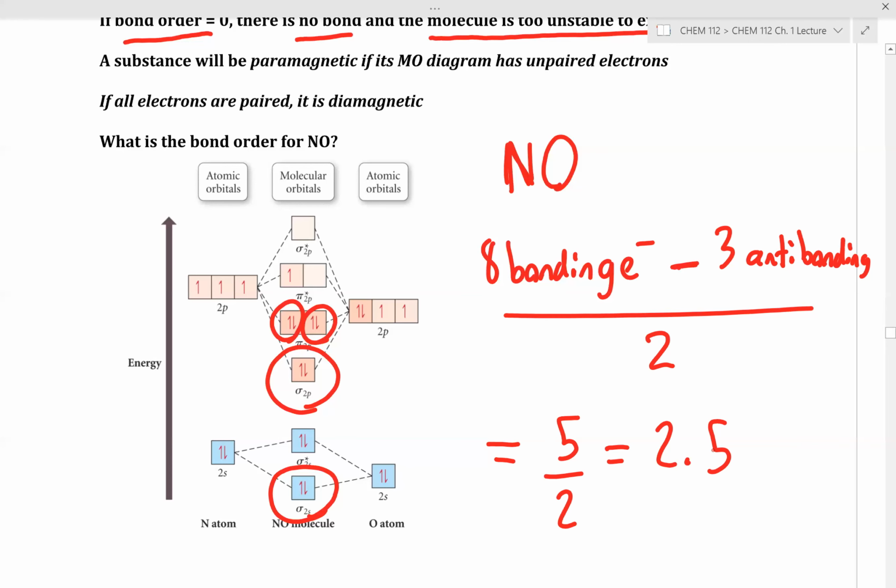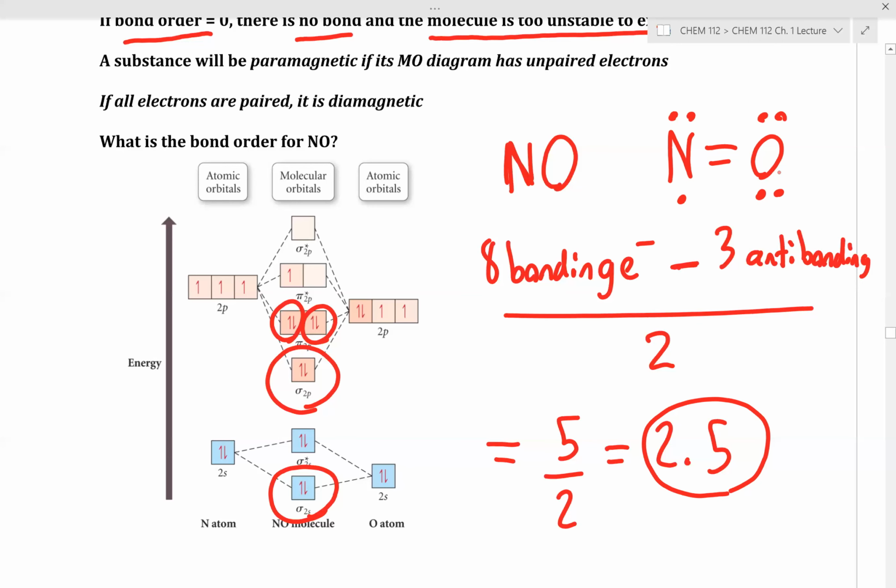Now, the real beauty of MO theory is it can describe the amount of electron density shared between atoms in terms that the Lewis model cannot, right? How do I describe a 2.5 bond? I don't have the tools in a Lewis structure to do that, right? When we describe nitrogen monoxide, we are limited when we think about it from just the Lewis structure perspective.